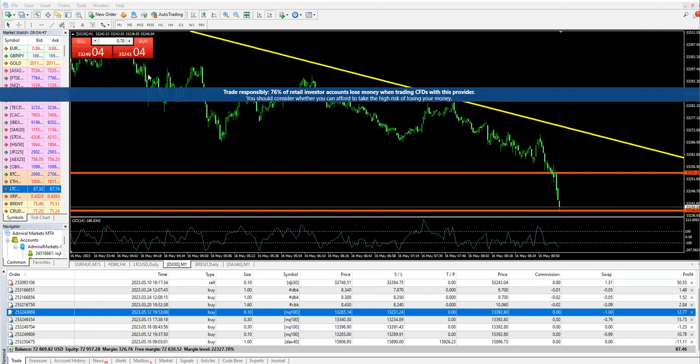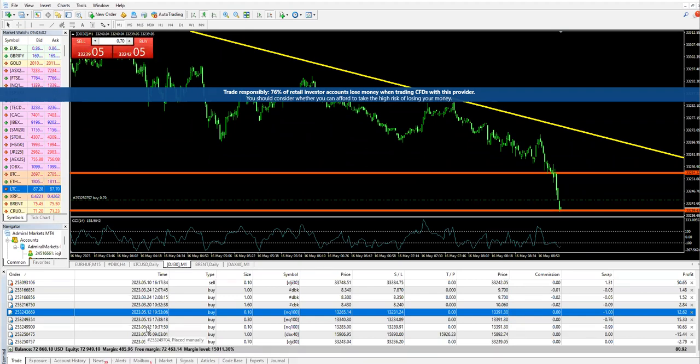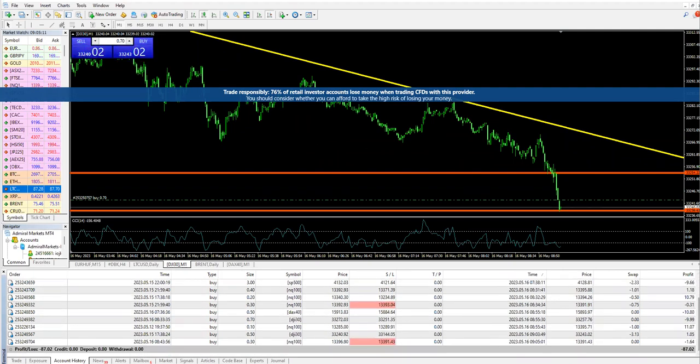I try to buy the support like this and set the stop loss under the support. So this is the first attempt. Maybe I will get a stop loss. Doesn't matter. While we wait for this, maybe DAX is over. Let me check the account history. Yeah, we have some minus today. Doesn't matter.